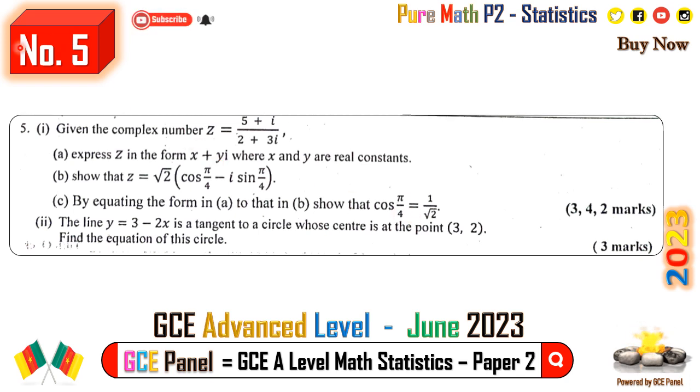Sub 2. The line y equals 3 minus 2x is a tangent to a circle whose center is at the point (3, 2). Find the equation of this circle.